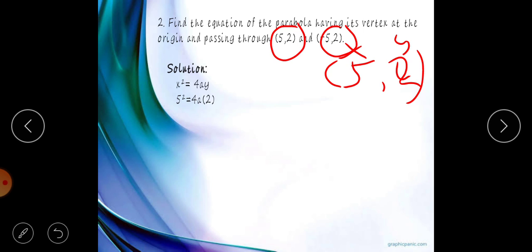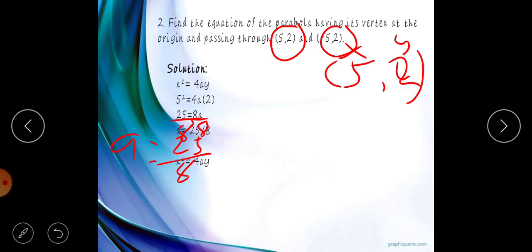Just do some mathematical steps. 5 squared is equal to 25, which is equal to 4 times 2, which is 8a. So we come up with this equation. And to find the value of a, we just divide both sides by 8. So our a now is 25 over 8.